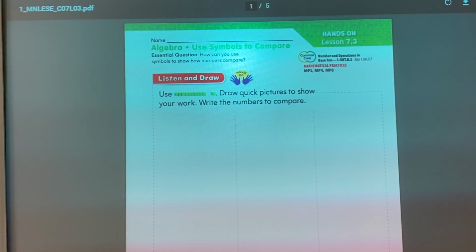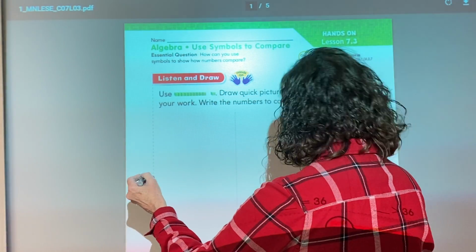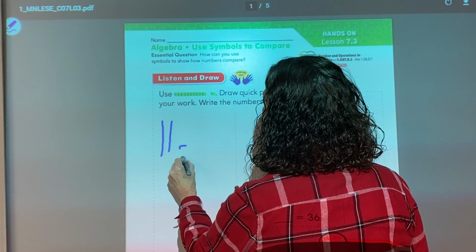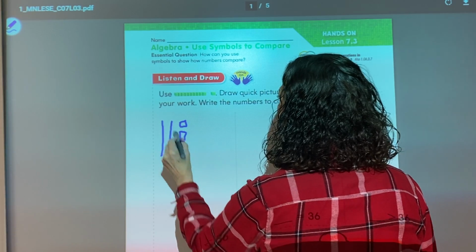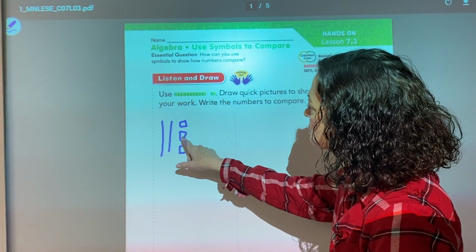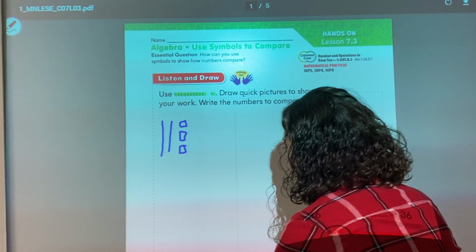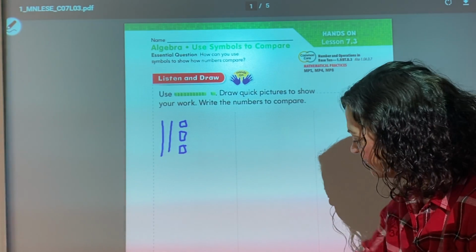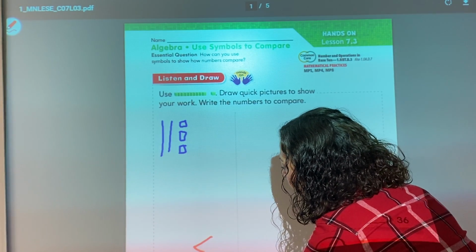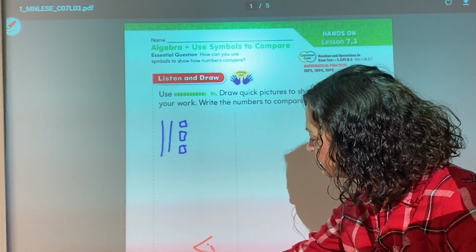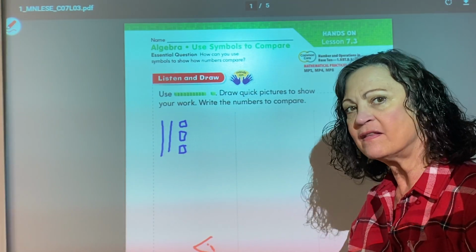Well, I'm going to use a number that has less tens. So I'm going to put 2 tens and 3 ones. And 2 tens and 3 ones makes the number what? 10, 20, 21, 22, 23. So I know that 23 is less than 36. And see that alligator mouth? It's open to the big number. And we read it, 23 is less than 36.